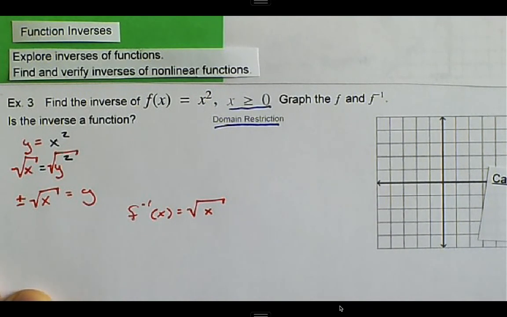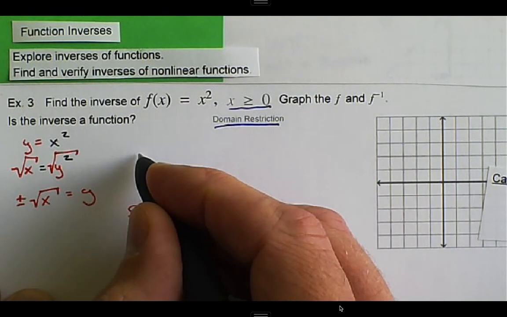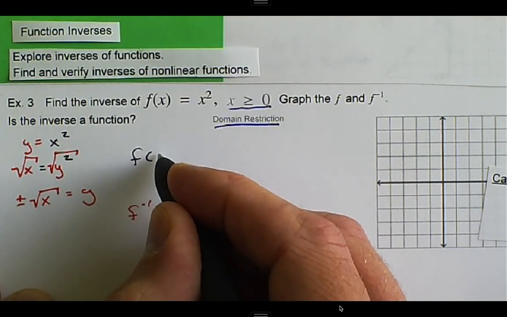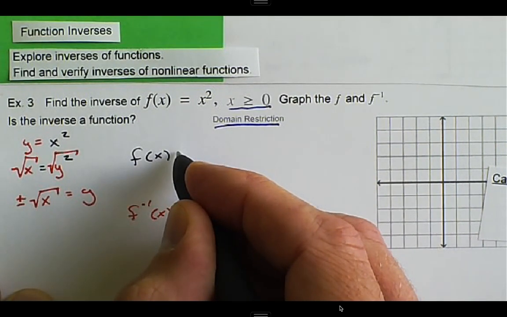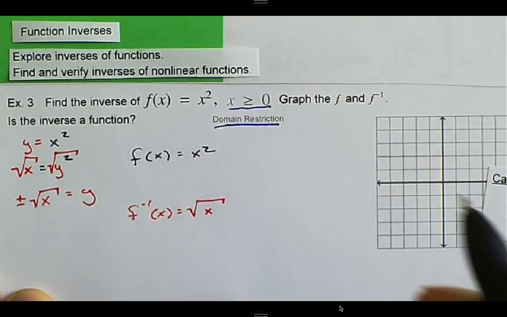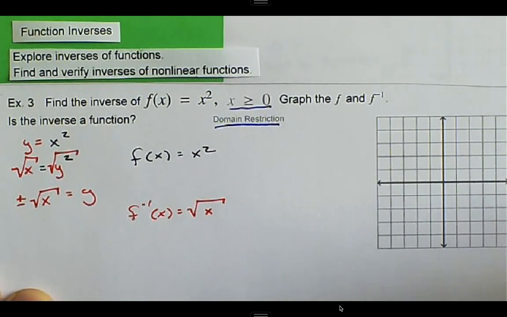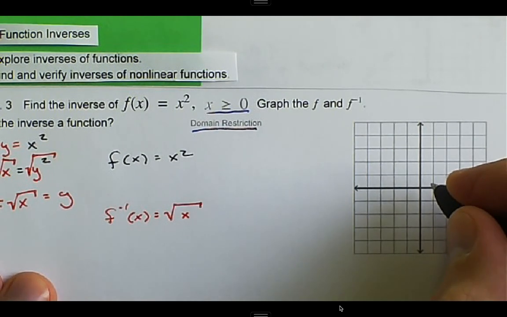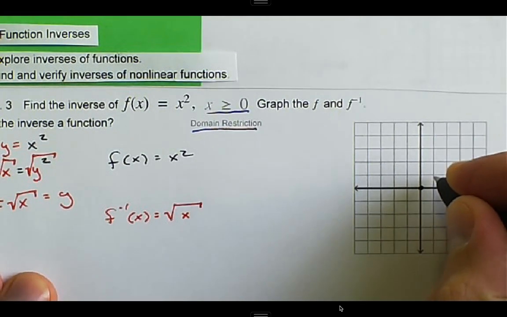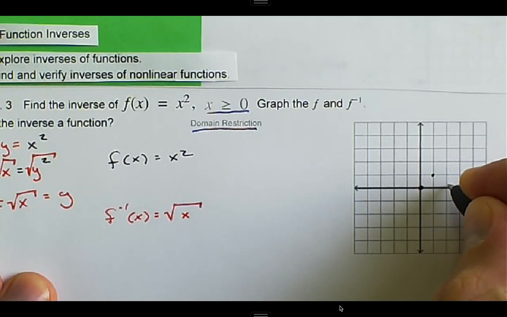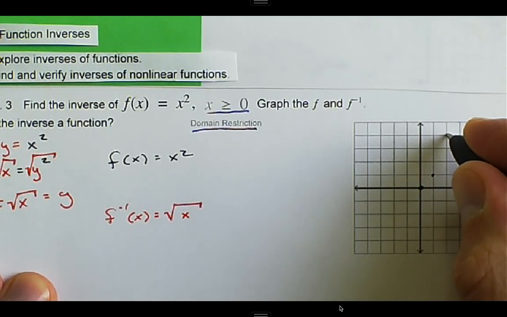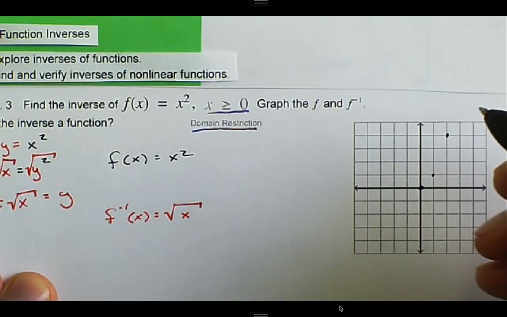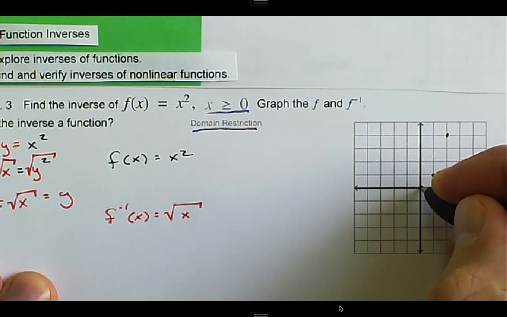And so we have the original function, which is the parabola, actually the parent function. And so then we can graph those two functions. We have 0, 0, over 1, up 1, over 2, up 4. And we're just considering the positive side of this, so we're not going to graph the other half.